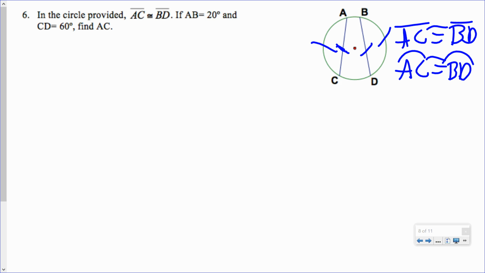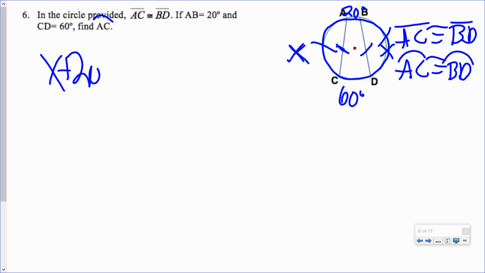So now it says that AB is 20. It says that CD is 60. It's asking for arc AC. Well, if this is X, then this is X. Since I marked it there the same, I have expressions for the full circle, and I know that the full arcs of a circle add to equal 360.